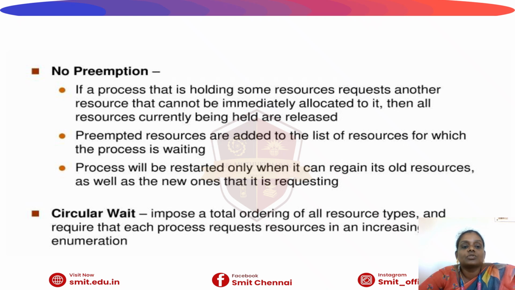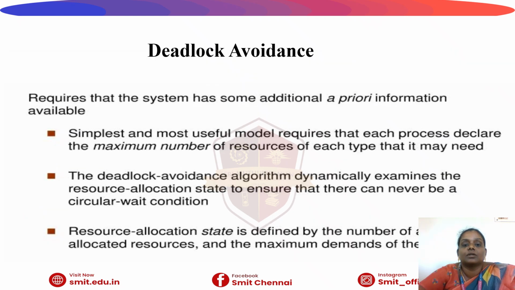And then no preemption. If a process that is holding some resources requests another resource that cannot be immediately allocated to it, then all resources currently being held are released. This is called no preemption. And in circular wait, impose a total ordering of all resource types and require that each process requests resources in an increasing order of enumeration, to prevent circular wait and thus deadlock.